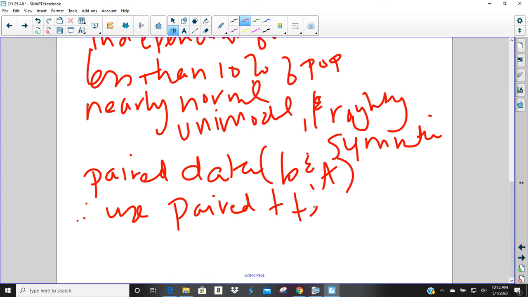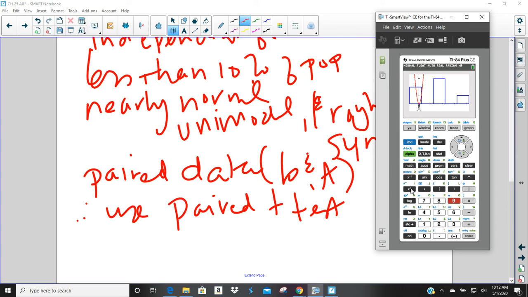I need you guys to write paired t-test. You have to write that down, even though on your calculator you're using a t-test, because it's the same exact equation, the same exact calculation. So that's fine. So let's go now, PANIC, we name the test. Now we're going to do the interval. We name the interval.